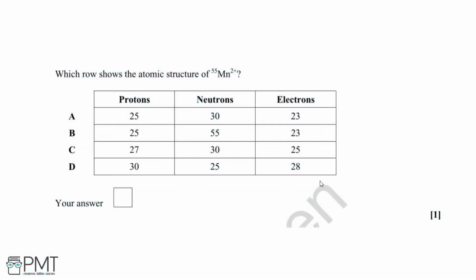Which row in the table below shows the atomic structure of this ion here? So we've got a manganese 2+ ion with an atomic mass of 55. If we look in our periodic table, we can see that manganese has an atomic number of 25. Therefore, the number of protons inside our manganese has got to be 25.